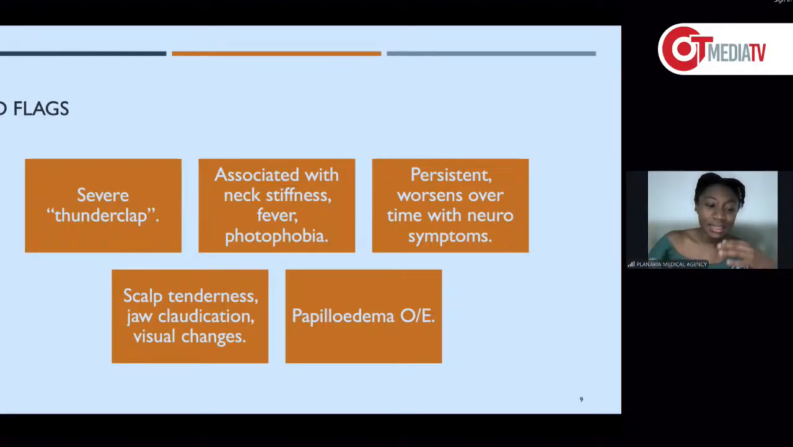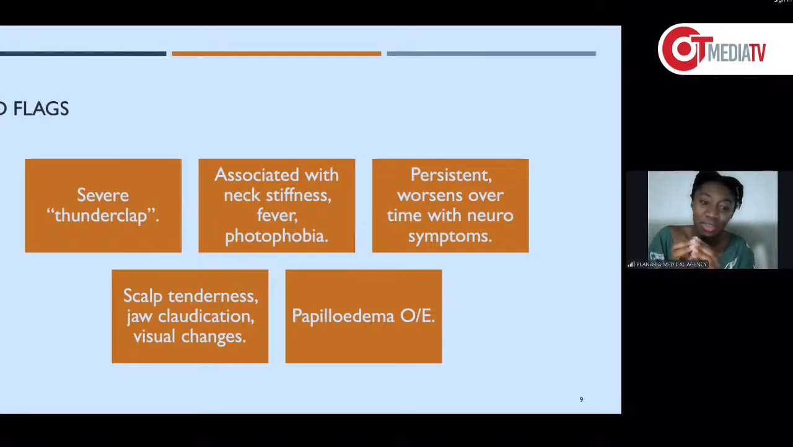So let's say your headache started last week, but as the week progresses, the headache is still coming, and it's getting worse. Maybe last week the pain was 2 out of 10, this week the pain is 3 out of 10, next week is 4 out of 10. Basically it's getting worse and worse, and it's not getting any better.